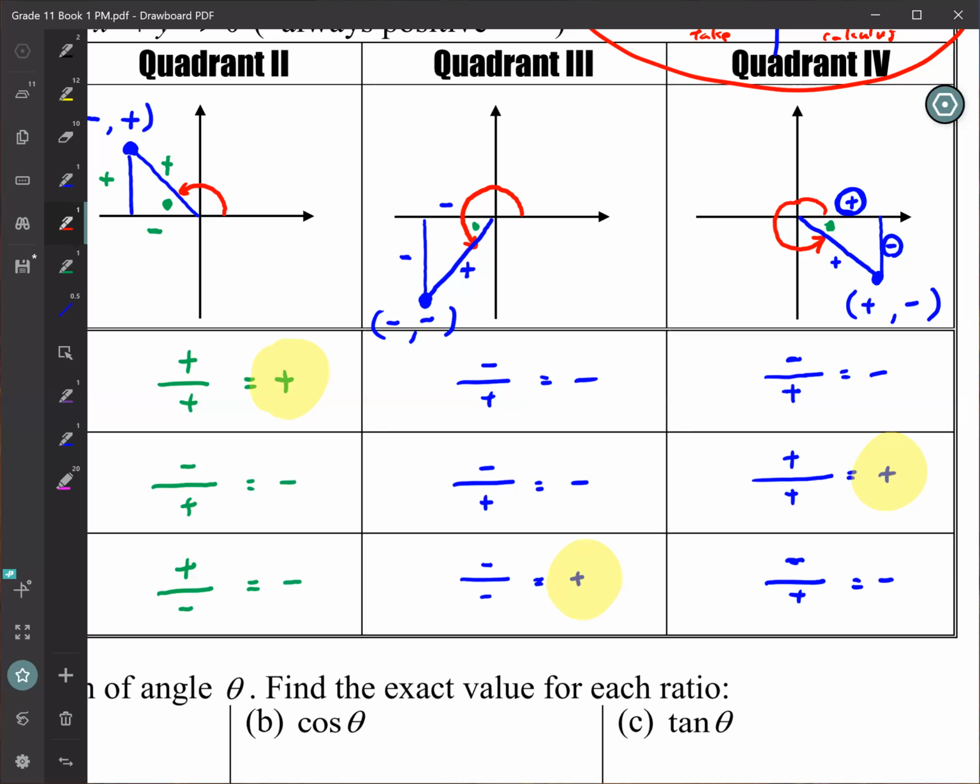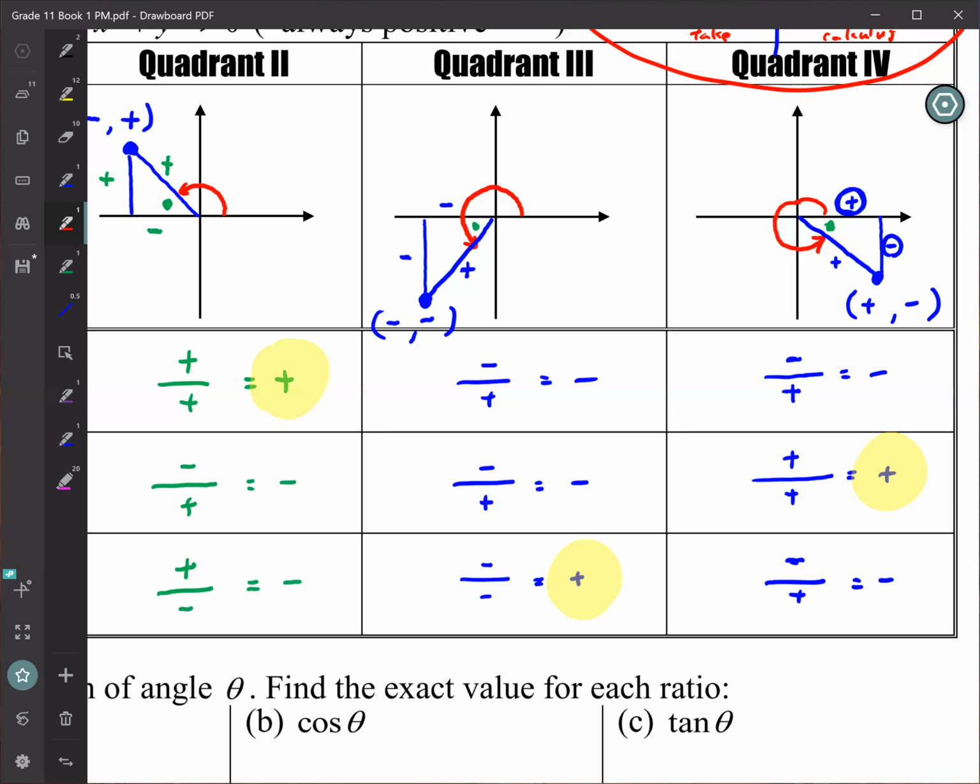2 and 4. Yep. Okay. 2 and yeah, 2 and 3. Okay, good. Okay, Jenny, where is sine positive? Quadrant 1 and 2, right? Yep, that's correct.